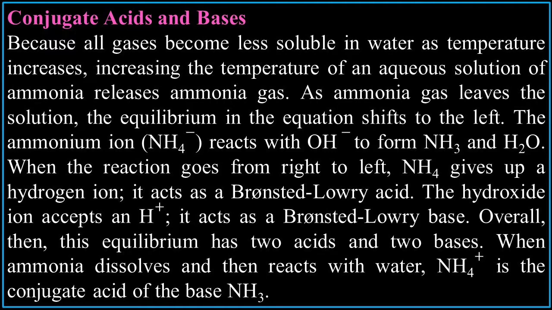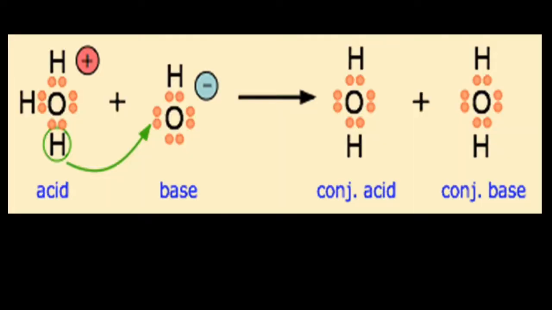It acts as a Bronsted-Lowry acid. The hydroxide ion accepts an H+. It acts as a Bronsted-Lowry base. Overall, then, this equilibrium has two acids and two bases. When ammonia dissolves and then reacts with water, NH4+ is the conjugate acid of the base, NH3, or ammonia.